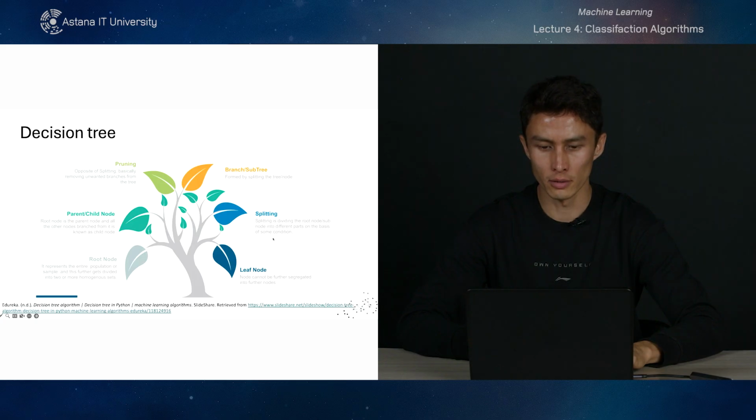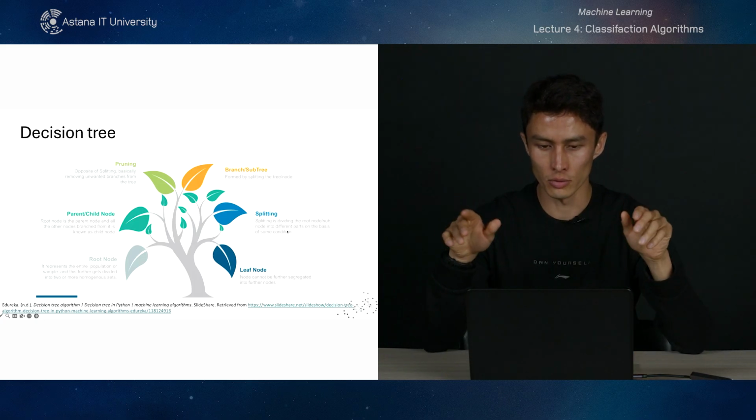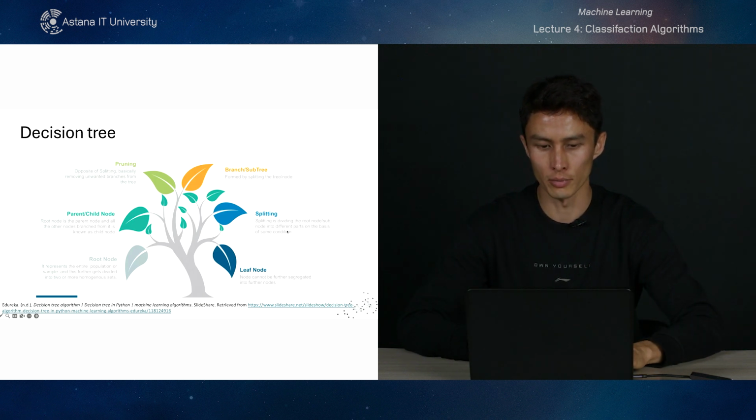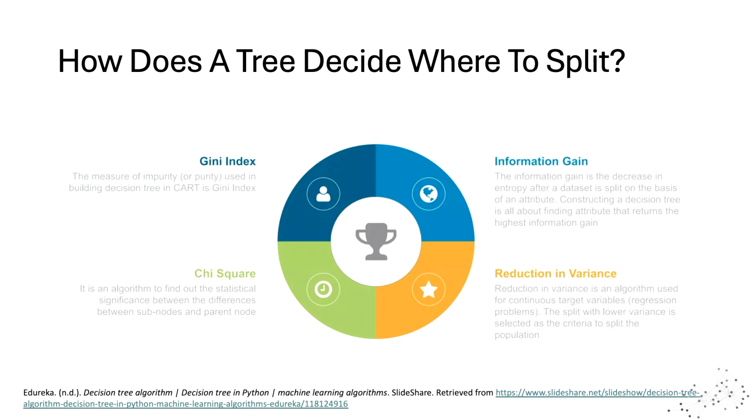And splitting is a dividing process of your initial samples. So these are basic terms in a decision tree: based on what kind of conditions we can split our decision tree. It can be based on the Gini index. This is a measure of impurity, or purity, of your sample.